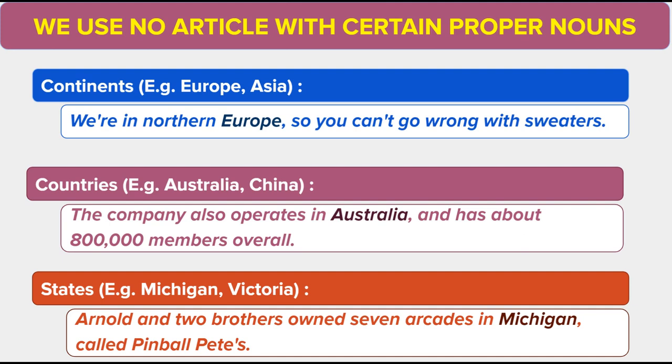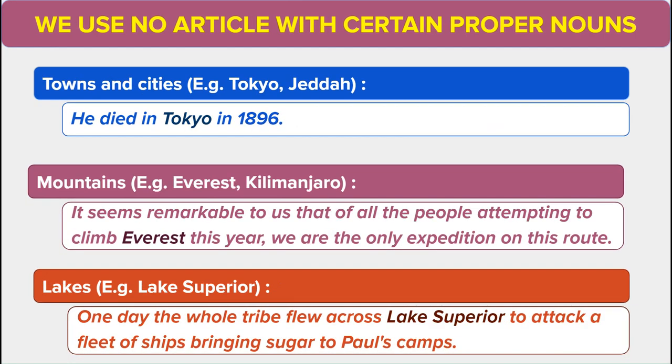States. For example, Arnold and two brothers own 7 arcades in Michigan, called Pinball Pit. Towns and cities. For example, he died in Tokyo in 1896.